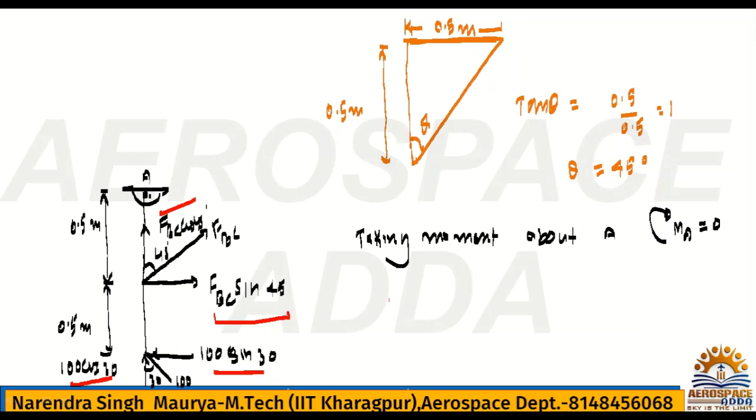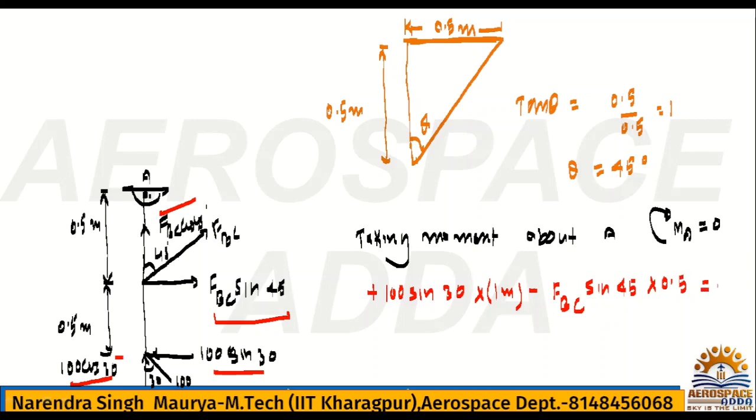So 100 sin 30, what is the perpendicular distance? The total will be the perpendicular distance, hence 0.5 plus 0.5, it is 1 meter. About the point A, this 100 sin 30 will give the clockwise moment, hence it is positive, and this F_BC about the point A will give the anti-clockwise moment with perpendicular distance 0.5, hence it is minus F_BC sin 45 times 0.5, equal to 0.